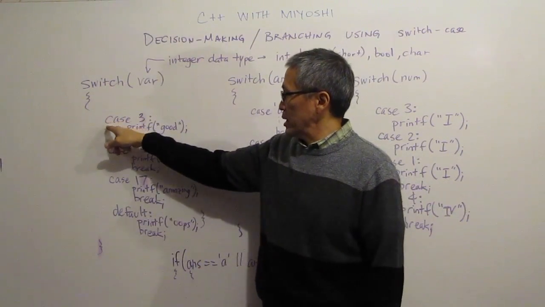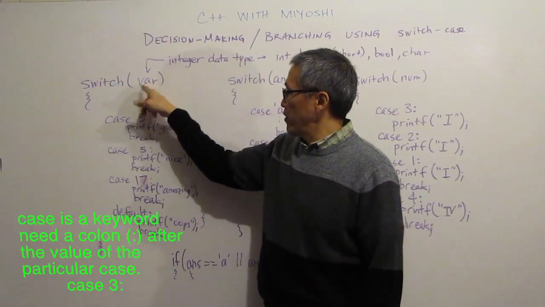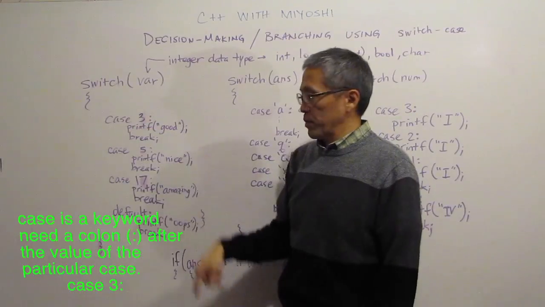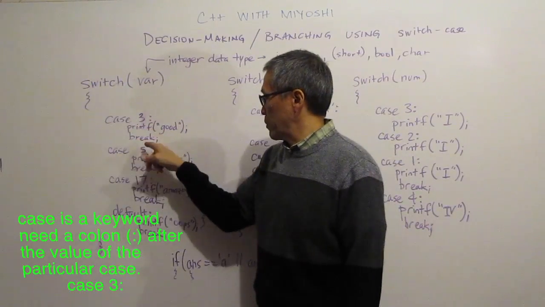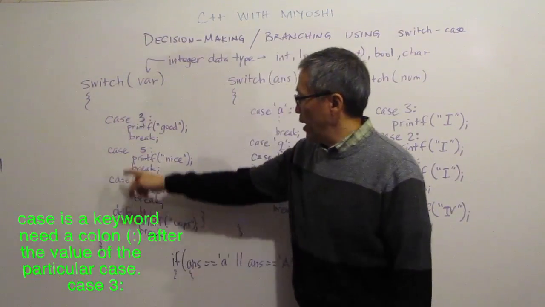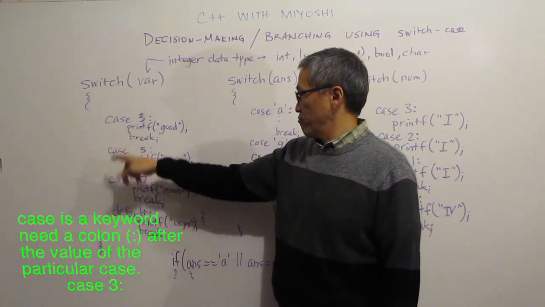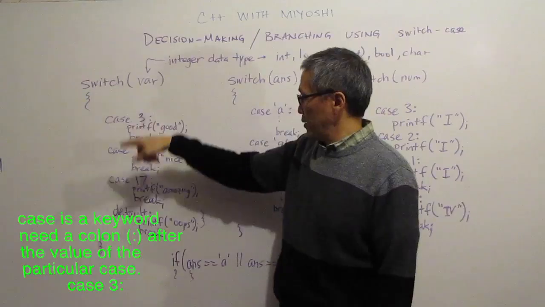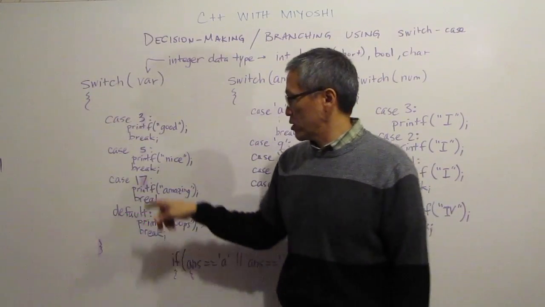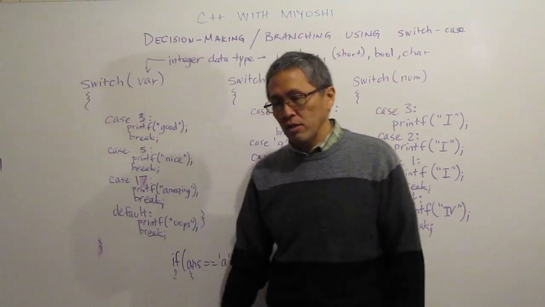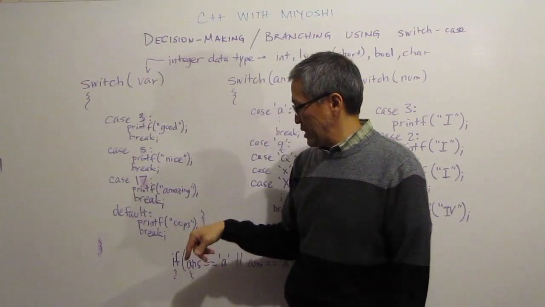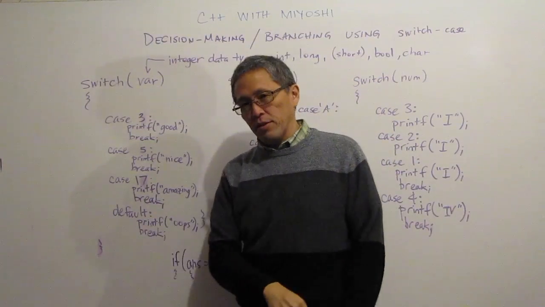Each case is checking to see if var is equal to 3 in the first case. In this case, I'm just going to do a printf "good," and then I've got this little break. The break says go down to the next statement after the curly brace, and then it keeps continuing on. If var is equal to 5, then I'll print out "nice." You break, come down beyond the curly brace. If var is 17, I'll do "amazing" and break again, come down below the curly brace.